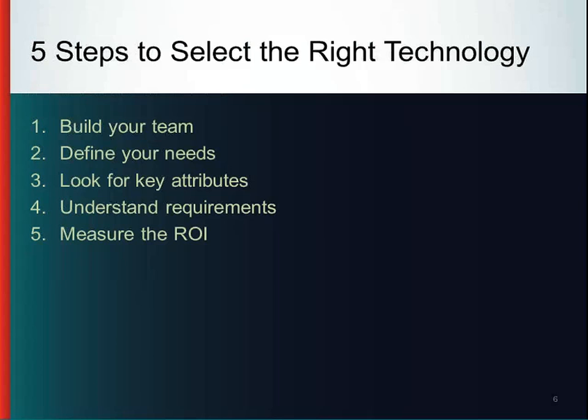So there are a few steps to selecting the right technology. You want to have a good representative team. You want to figure out what your needs are. You want to, based on these needs, look at what attributes you want to evaluate in the system. You want to understand the requirements both of the vendor and of your facility for this project. And then you want to measure and document the ROI.